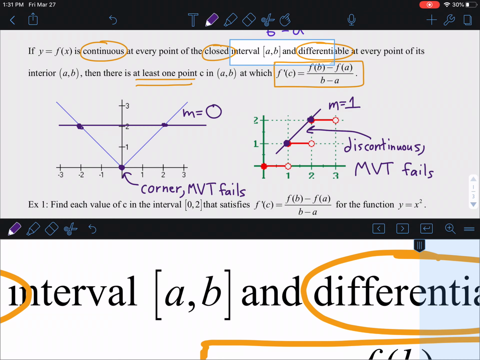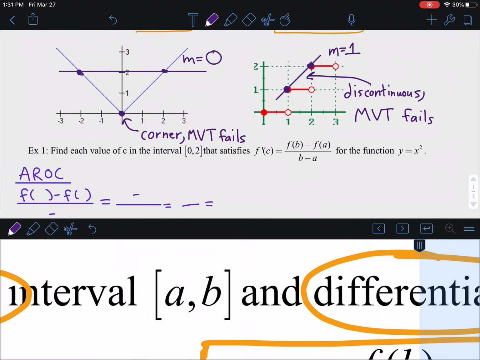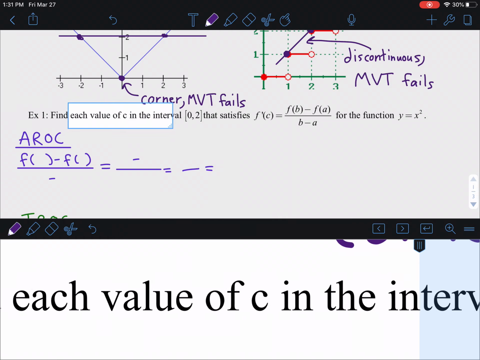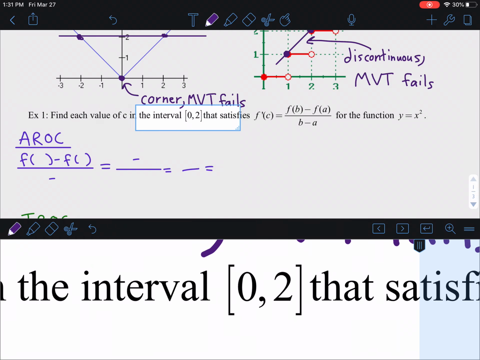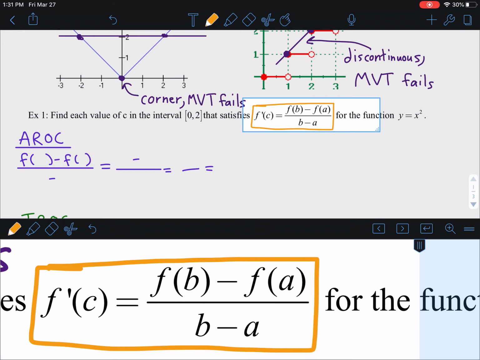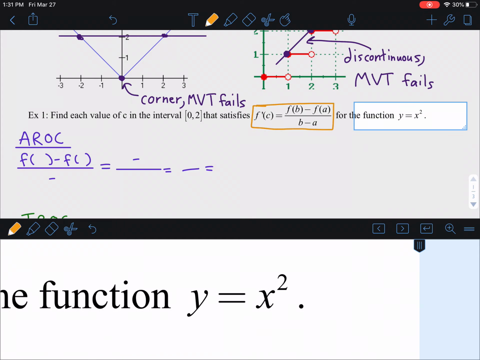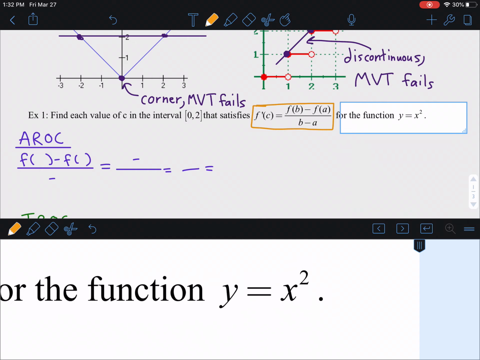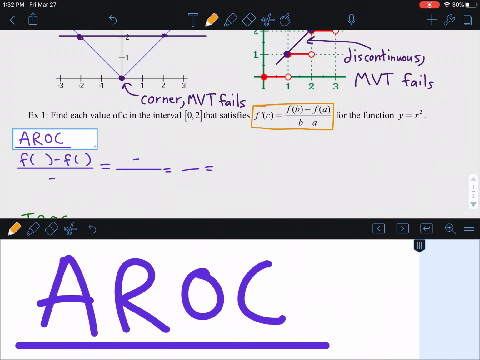So let's look at a mean value theorem question. Example 1 down here says find each value of c in the interval from 0 to 2 that satisfies, and now you have to recognize this as the formula for the mean value theorem for the function y equals x squared. Ultimately we're trying to make the AROC equal to the IROC, the average rate of change equal to the instantaneous rate of change. The way I like to go about this is to do each of them separately, and then I'll make them equal at the end.